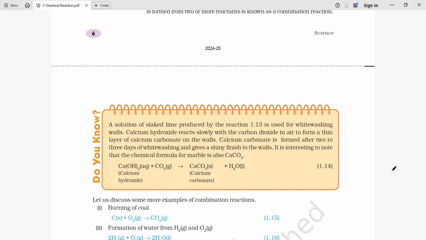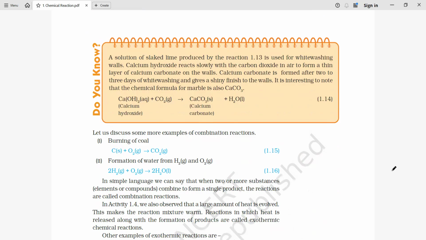Many times you will have observed this calcium hydroxide being utilized for whitewashing. After whitewashing, maybe immediately you will not get the shine. After whitewash, calcium hydroxide slowly reacts with the carbon dioxide of the atmosphere. Then it forms a thin layer of calcium carbonate on the wall. Due to this formation of calcium carbonate, we'll have a shiny finish on the wall.